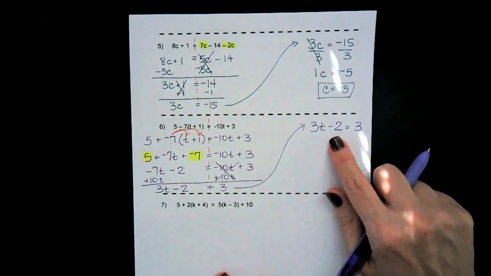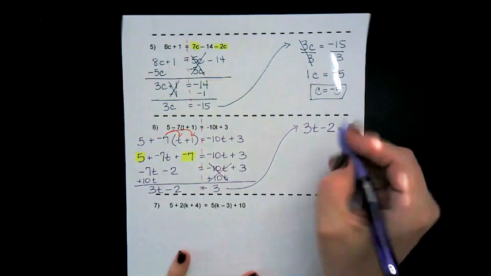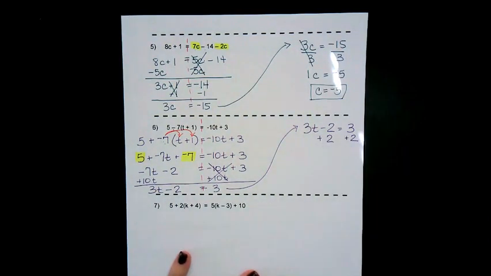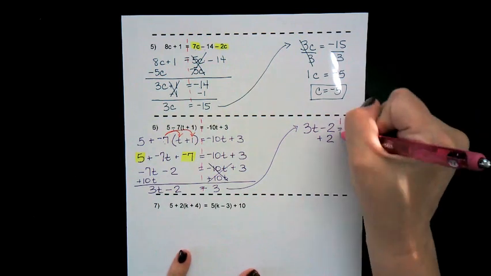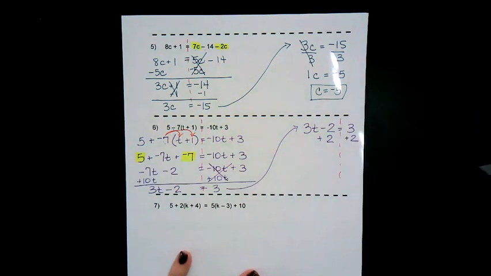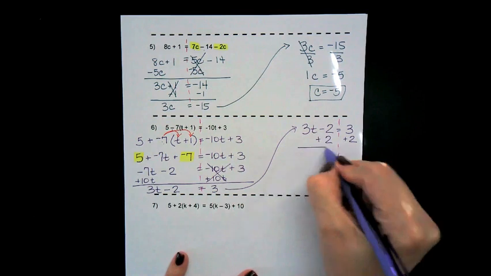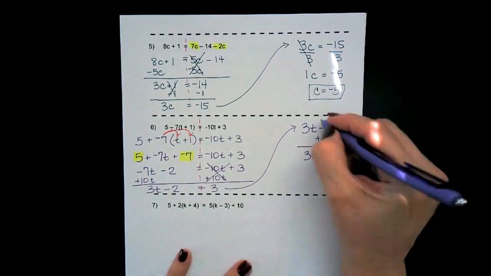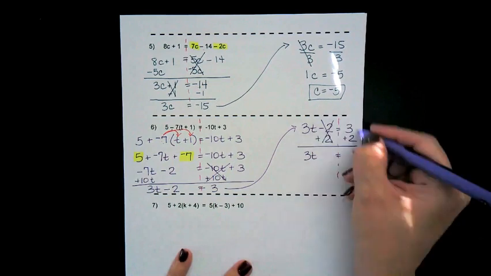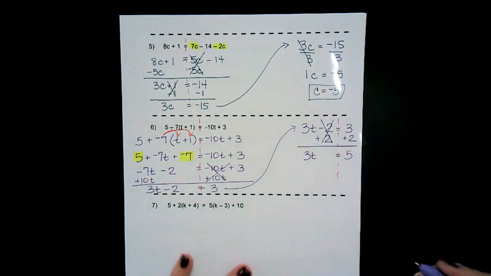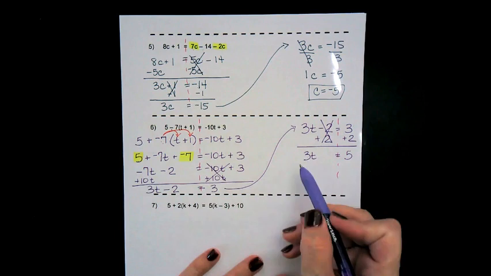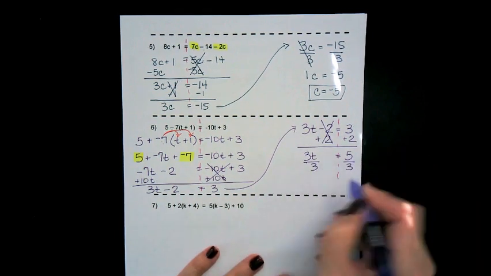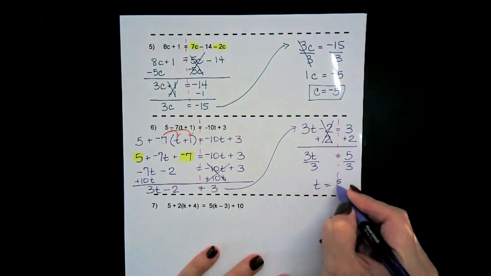So we're going to do the opposite of subtracting 2, which is to add 2, doing it to both sides of the equation. If you want to draw your imaginary line again here, that's fine. And so that gives me 3t minus 2 plus 2 cancel equals 3 plus 2 is 5. Now let's do the opposite of multiplying by 3, which is to divide by 3. And I get t equals 5/3.